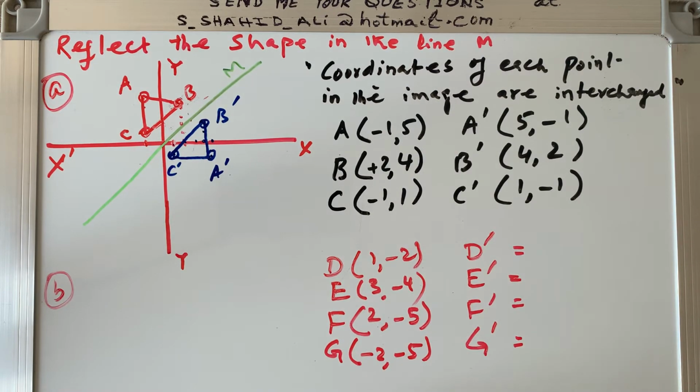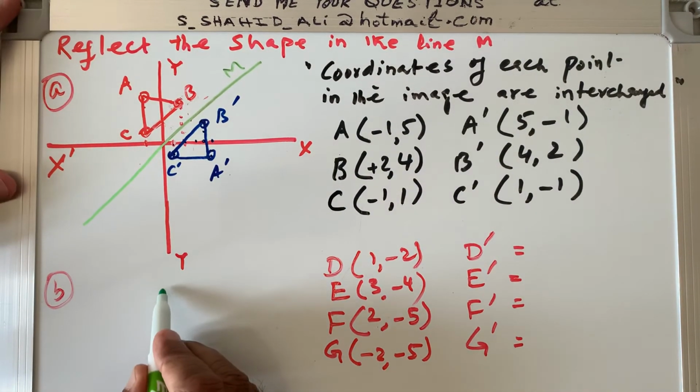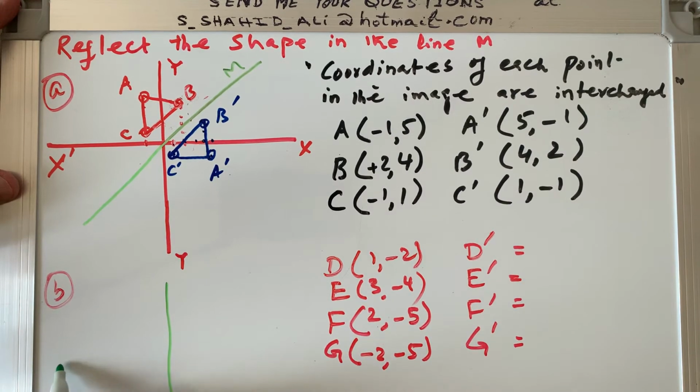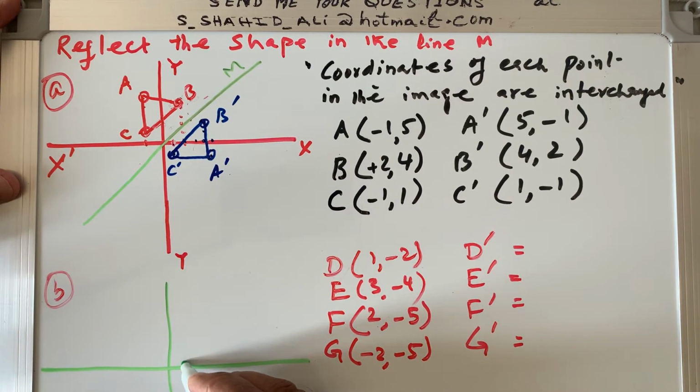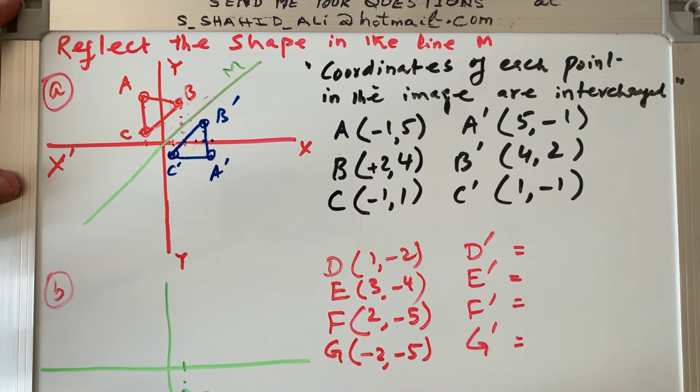So let me draw it in maybe green so that we can differentiate the two questions. If we have these coordinates, what is D? 1, -2. This is my 1, -2, which is D. And 3, -4: 3 is plus, so 1, 2, 3, and minus 4: 1, 2, 3, 4. So this is my E.